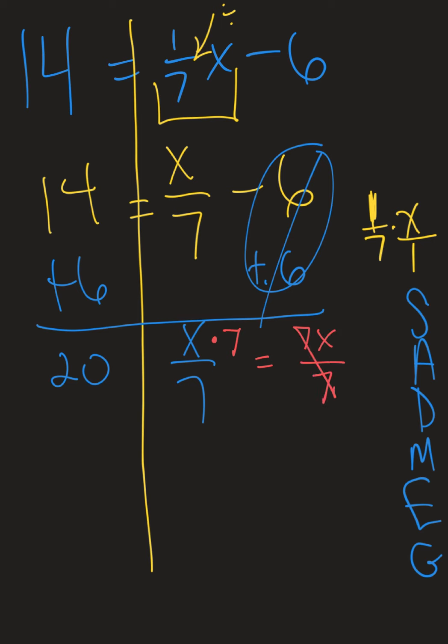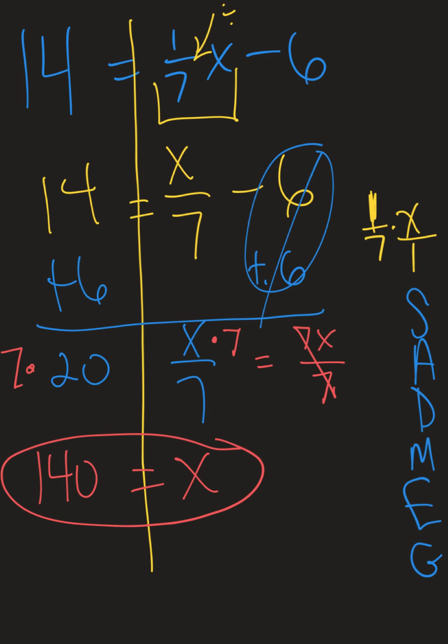But if I multiply by 7 over here, I have to do the same thing on the other side. 7 times 20 is 140. And x times 7 divided by 7 is just x. Therefore, my final answer is 140 is equal to x, or x equals 140.